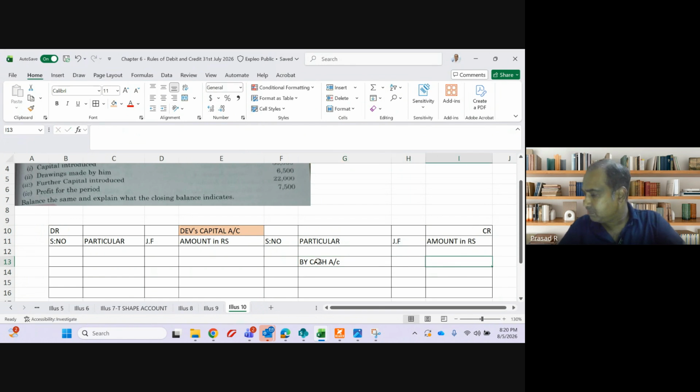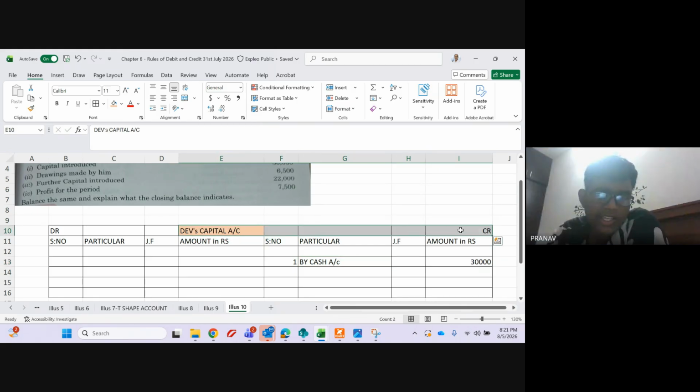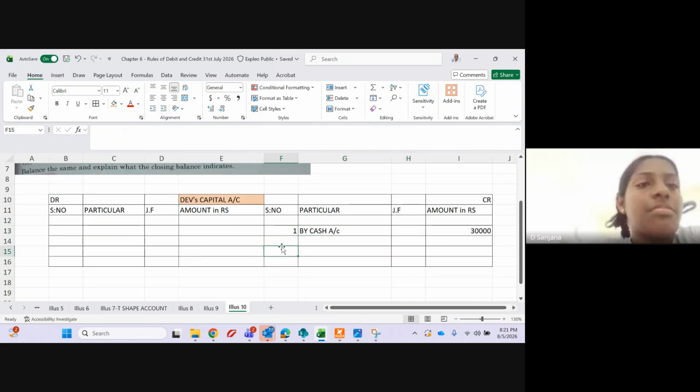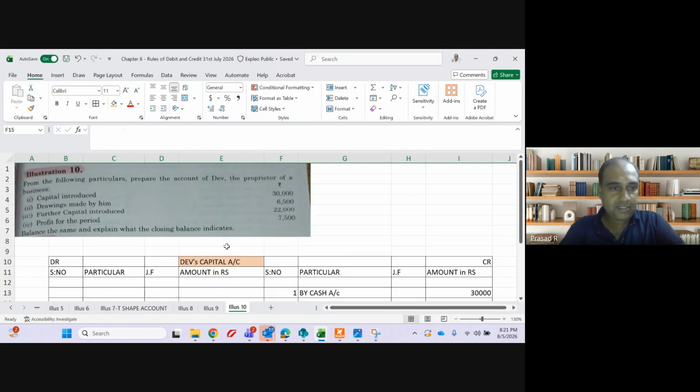How much is the amount, guys? 30,000. This is serial number 1. Any doubt? How do you read this transaction? Cash account is debited, capital account is credited. By cash account debit to capital. Fantastic, guys.